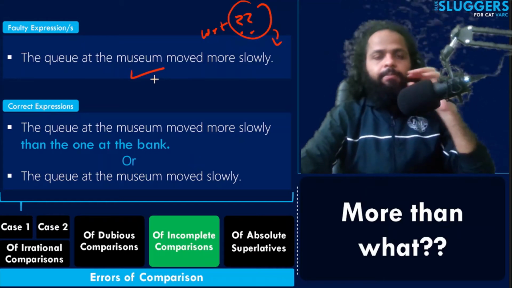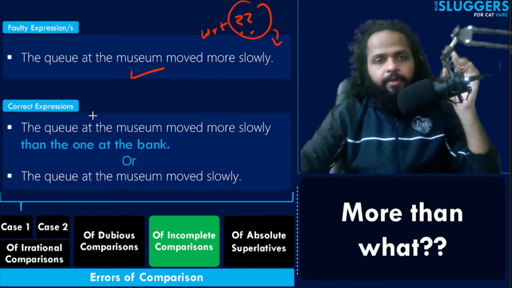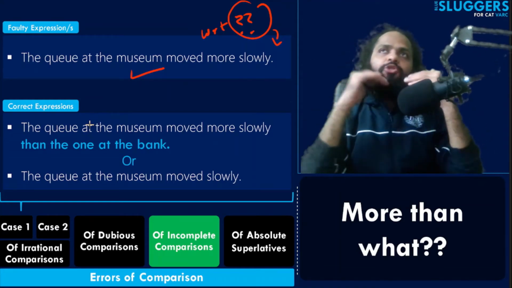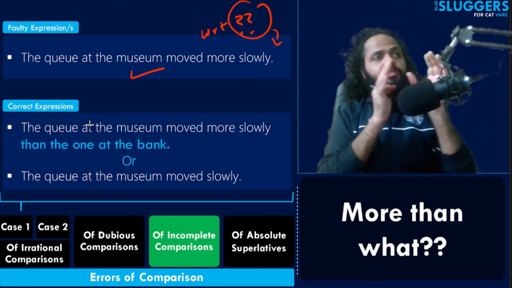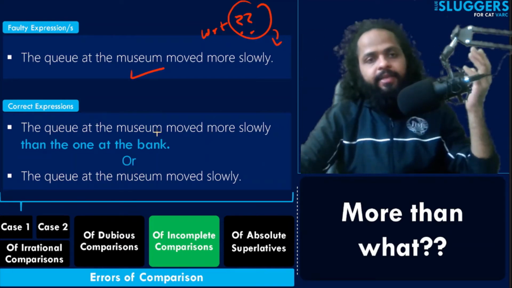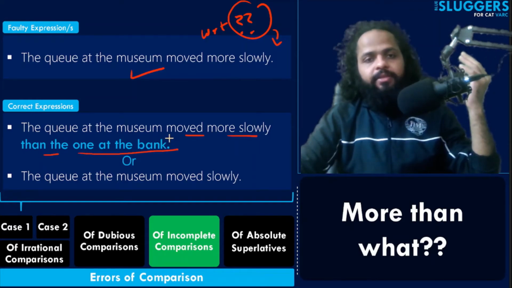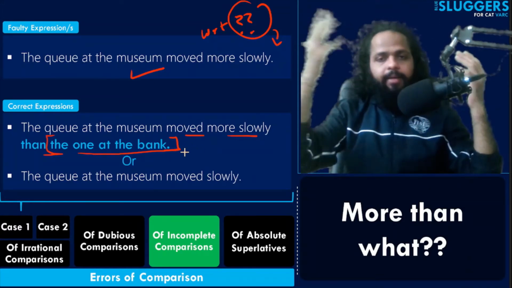This sentence serves the purpose of neither of these two ideas, right? So let's suppose you actually want to convey a comparison that the queue at the museum moved more slowly than something else with respect to something else. In that case, you could say the queue at the museum moved more slowly than the one at the bank. Now, in this case, you have the second item of comparison here, the one at the bank, right? Then the queue at the bank, basically.